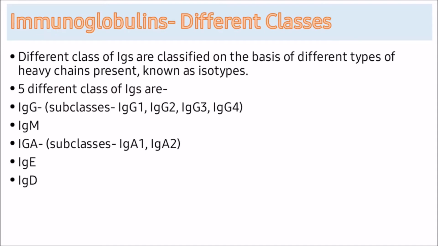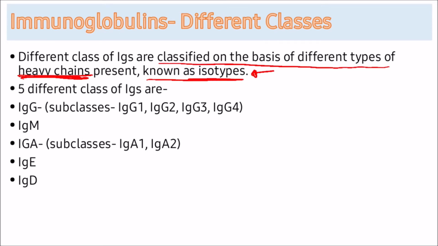Coming to the different classes of immunoglobulins, they are classified on the basis of the different types of heavy chains present. This is also known as isotype, so this is important. So what are the isotypes? They are the classes of immunoglobulins classified on the basis of the different types of heavy chains present.